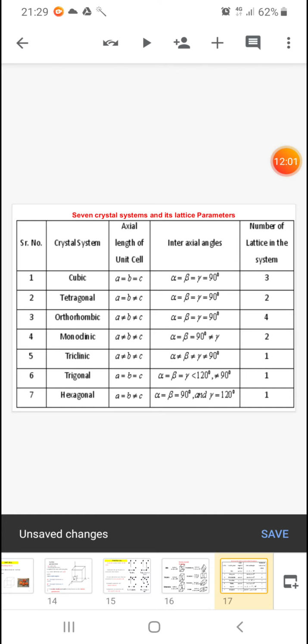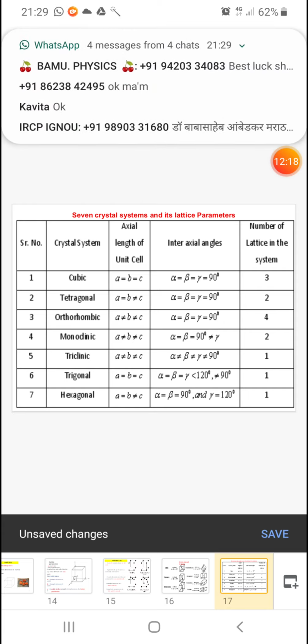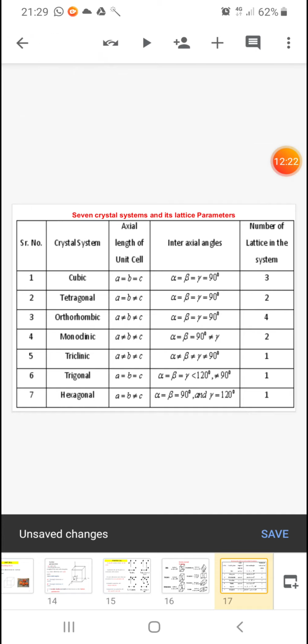The second crystal system is the tetragonal system. In the tetragonal system, the axial lengths of the unit cell are A is equal to B is not equal to C, and the axial angles are alpha is equal to beta is equal to gamma is equal to 90 degrees, and the number of lattices in the system is 2.